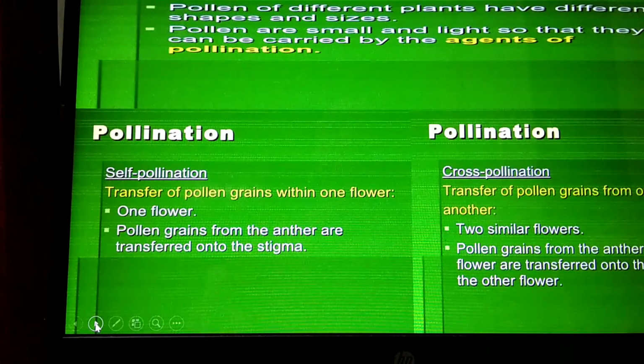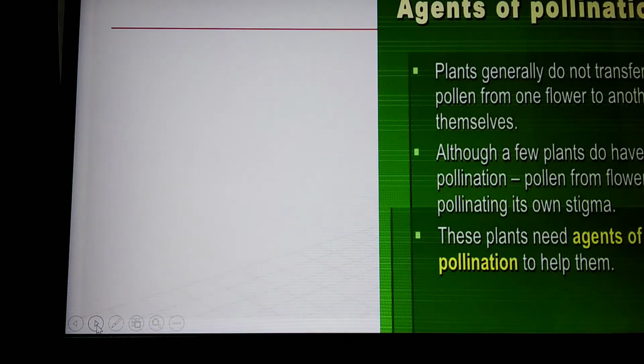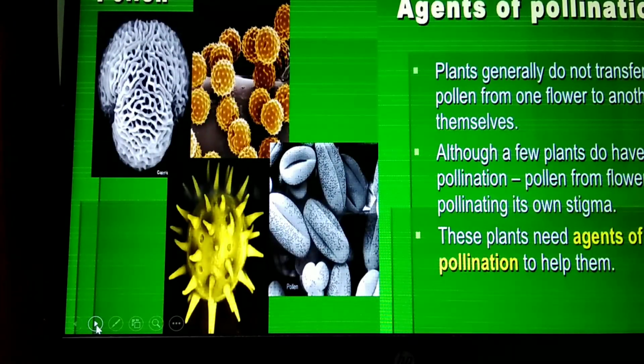Then pollen of different plants have different shapes and sizes. Pollen are small and light so that they can be carried by the agents of pollination. Now, what are the agents of pollination? Plants generally do not transfer the pollen from one flower to another by themselves. Although a few plants do have self-pollination, pollen from a flower's anther pollinating its own stigma. These plants need agents of pollination to help them. So these are the pollen grains, how the pollen grains will be.